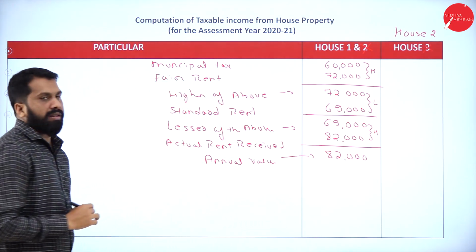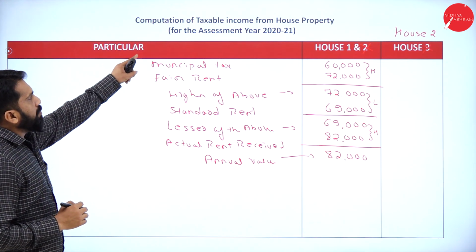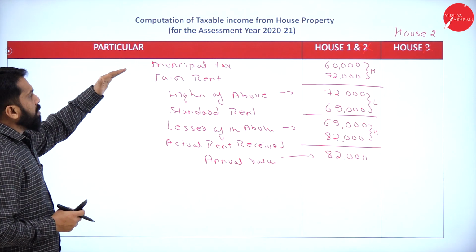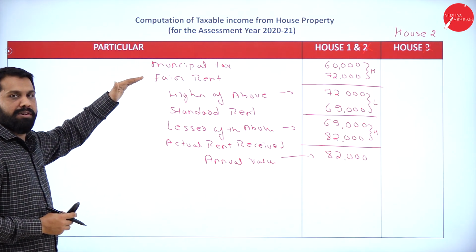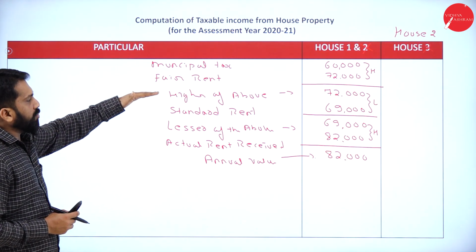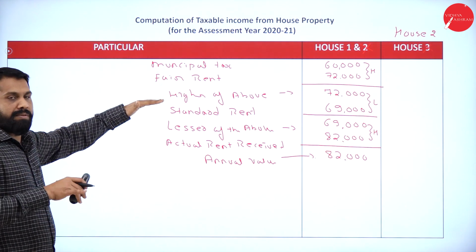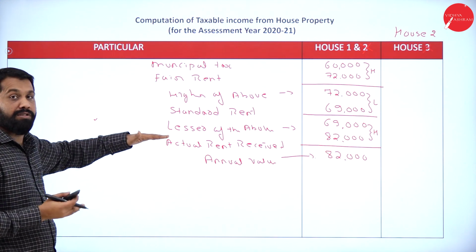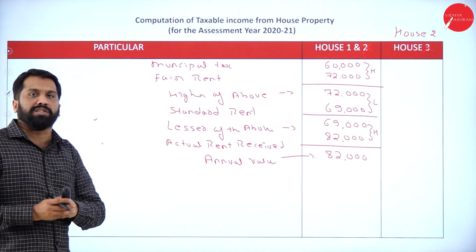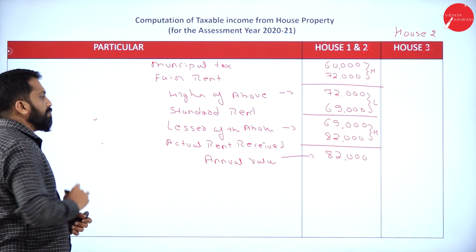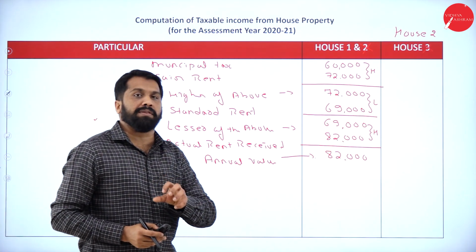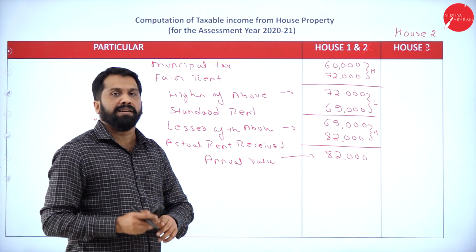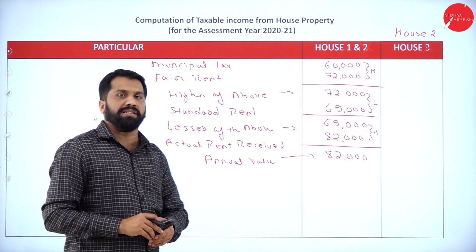Now, hope you understood. So we are calculating what? Computation of taxable income from house property. Remember, municipal tax or fair rent, whichever is higher. The higher answer should be compared with standard rent, whichever is less, and the lesser value should be compared with your actual rent, whichever is higher. In the previous session, we were doing it like this. But in today's session, I have given you a shortcut. If you present like this, it will be easy to calculate and it consumes less space also.